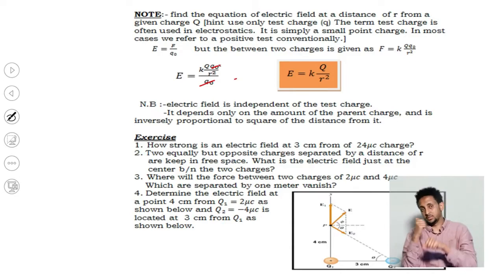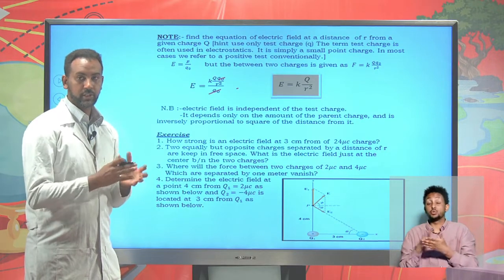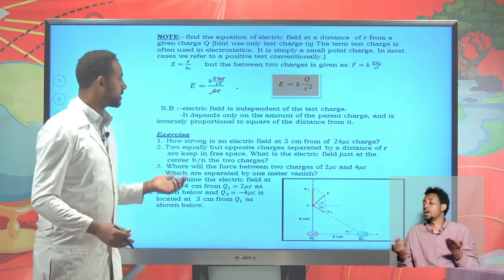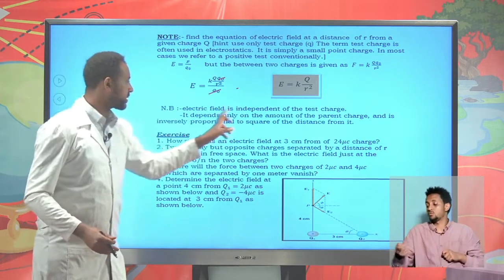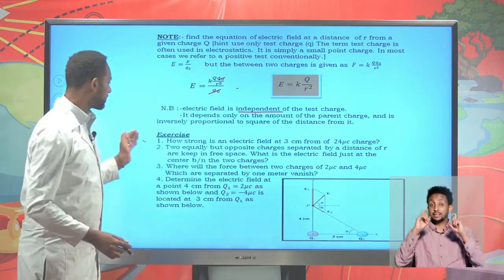Rather, it depends on the strength of the main charge and the distance between the main charge and the location where the test charge is kept. So keep this in your mind. Electric field is independent of the test charge.